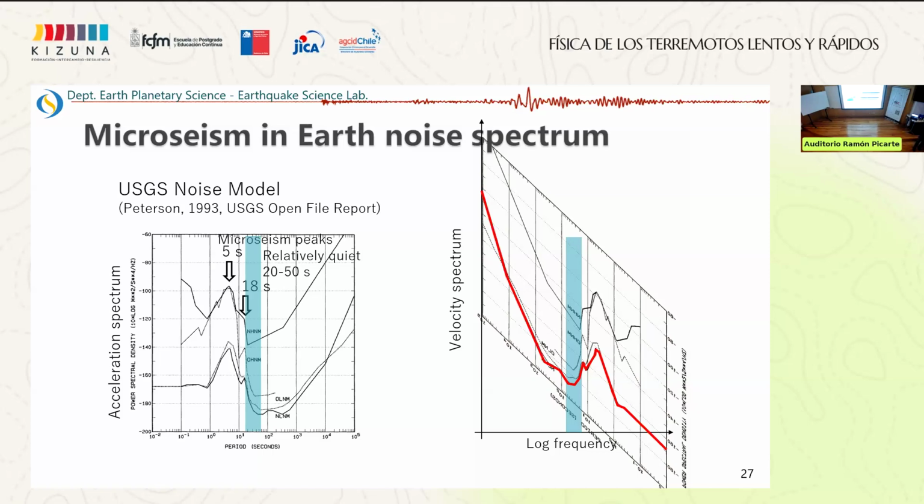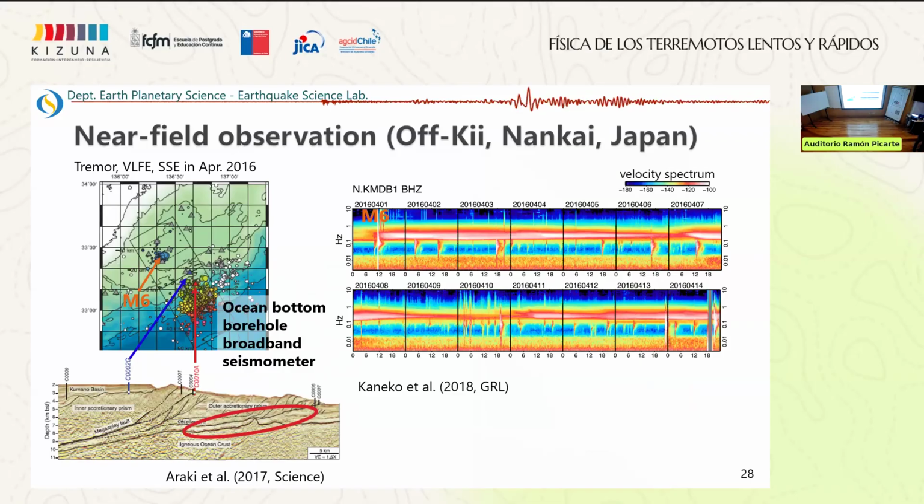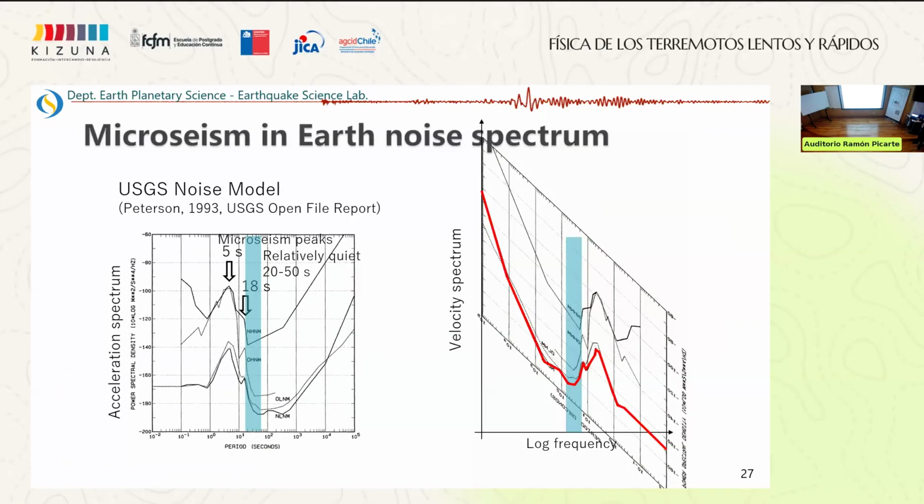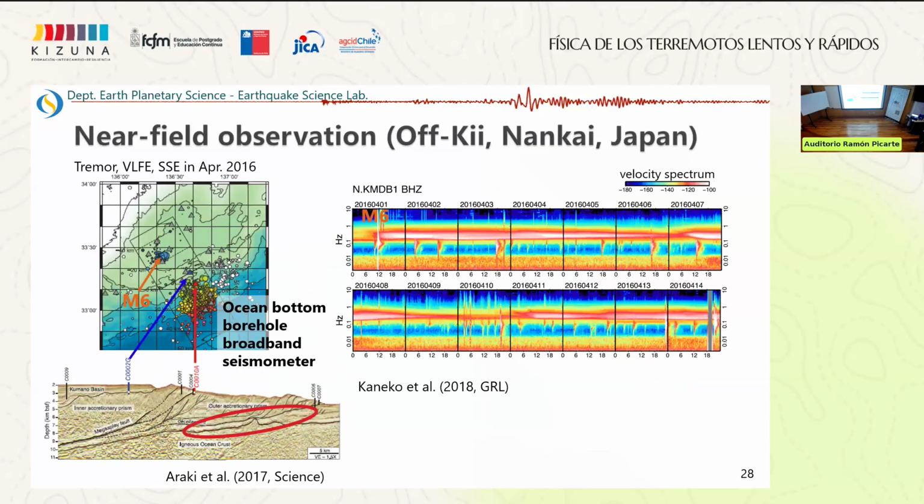So if noise is small, fortunately, we can observe something between tremor and very low frequency events. That is very difficult because this microseismic noise is very strong. The level is different by 100 times. So usually it's impossible. But we have just one example of a real observation of signal between VLFE and tremor, observed by the best seismic observation.